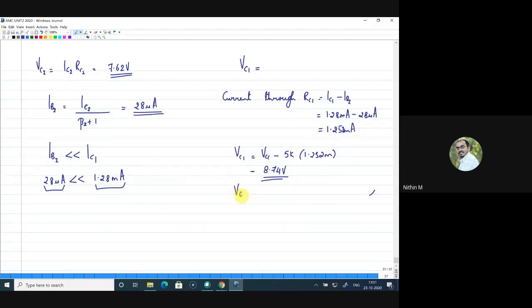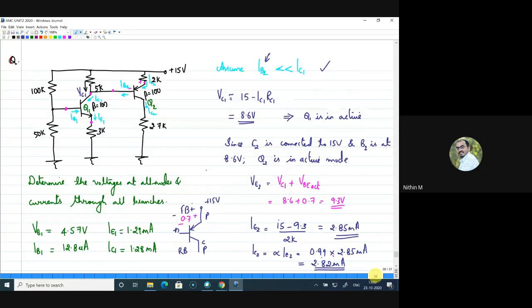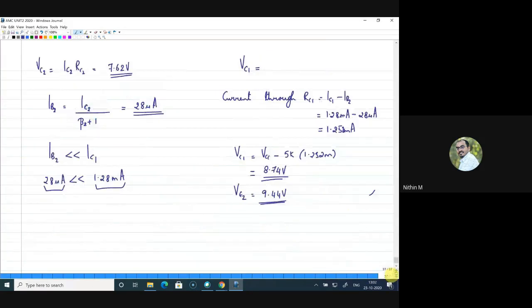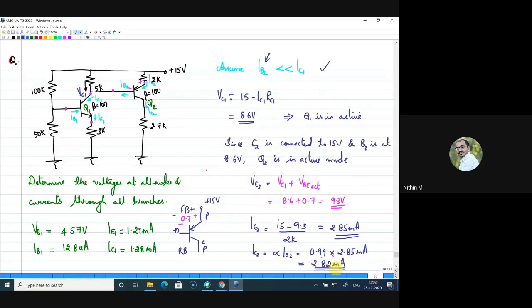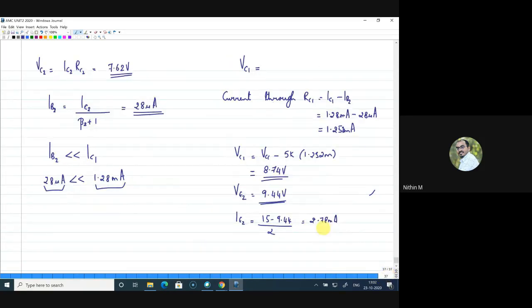So with this, if I do the second round of calculation with the new VC1, VE2, which will be 0.7 greater than this, will be equal to 9.44 volts. What was the value I had taken before? VE2 was 9.3, but the actual value is 9.44. With that, we can find the new IE2, which is 15 minus 9.44 divided by 2, equal to 2.78 milliamps. My previous IE2 was 2.82, which is now 2.78 milliamps, right?